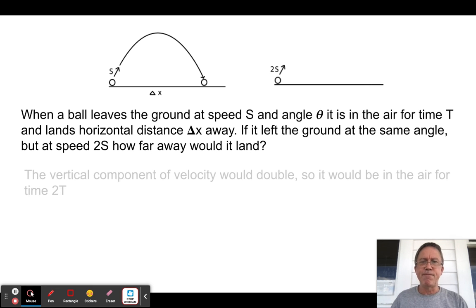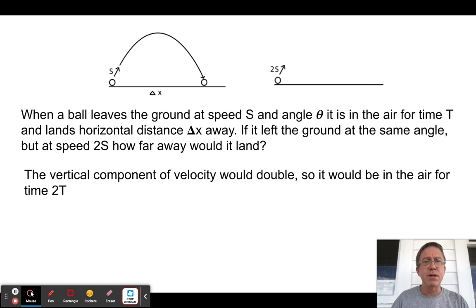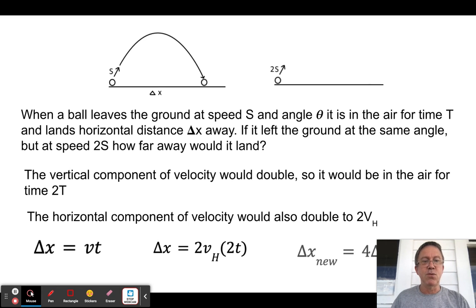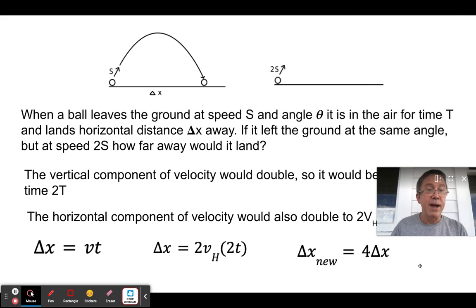Well, let's think about this. The vertical component would double. So if I double s, the vertical component doubles, and so does the horizontal component, right? If we make this twice as much, this one is twice as much, this one's twice as much. So since the vertical component doubled, it's going to be in the air twice as long. However, its horizontal component doubled, so it's going twice as fast horizontally. So therefore, it's going to go 4 delta x away.